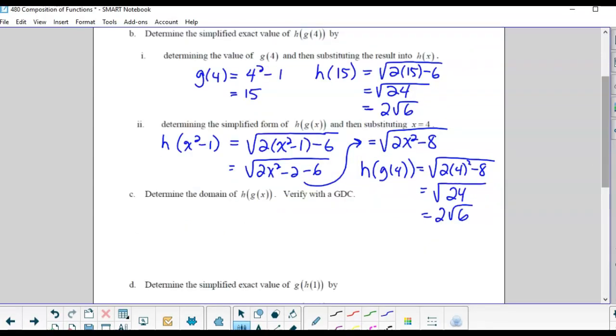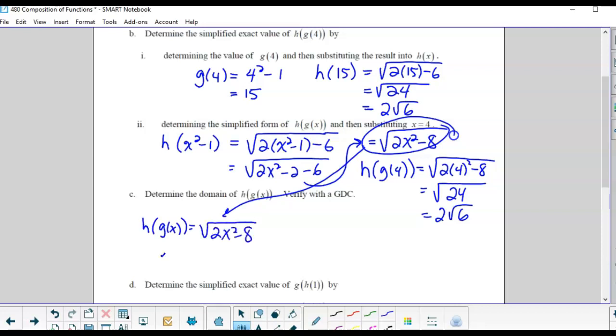Okay. So we found h of g of x here. I'm just going to write that out. h of g of x. So we know that 2x squared minus 8 has to be greater than or equal to 0 in order to be defined in that function. So that's solving a quadratic inequality. That's x squared minus 4 greater than or equal to 0. Remember, that would be difference of squares. That would be negative 2 and 2.